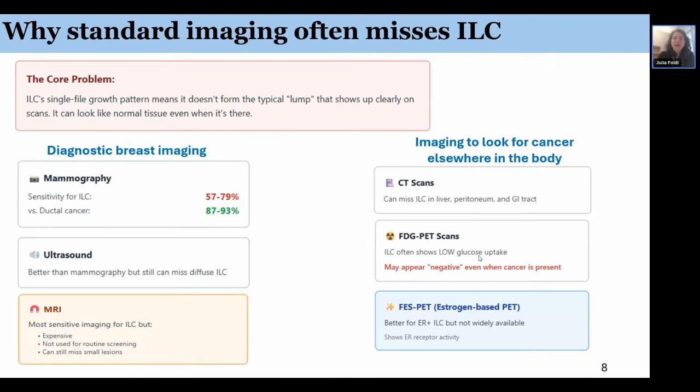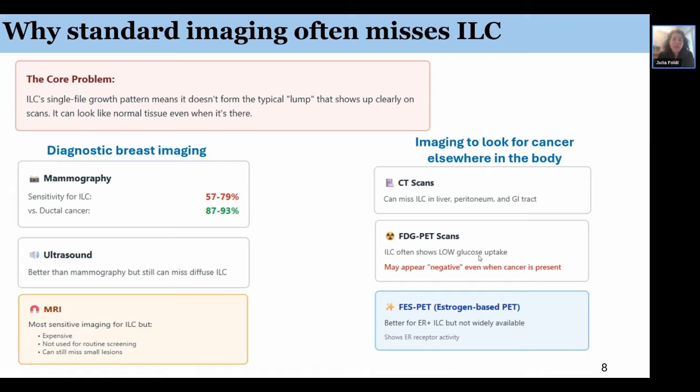So to delve a little bit more into this issue with standard imaging, the core problem is that ILC's single file growth pattern leads to it not forming a typical lump that often shows up clearly on a scan. So when a mammogram or ultrasound or CT scan looks at a lobular breast cancer, it might look like normal tissue. Here I'm just showing different imaging tests. On the left side, those that we typically do for the breast itself in patients who have early stage breast cancer. And on the right, whole body scans that we do to look for cancer elsewhere in the body.